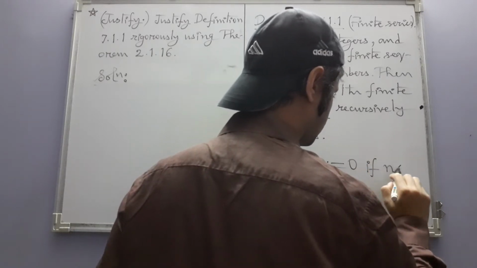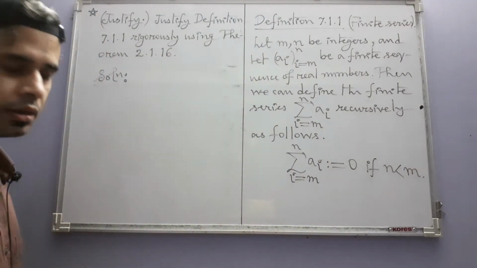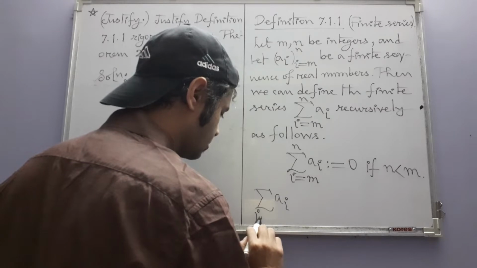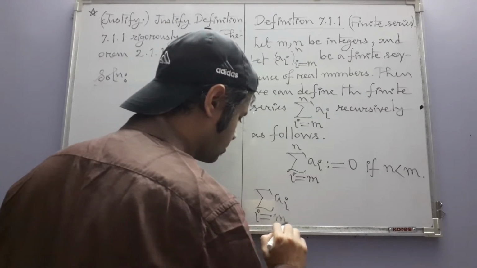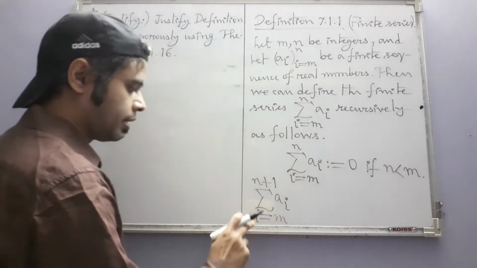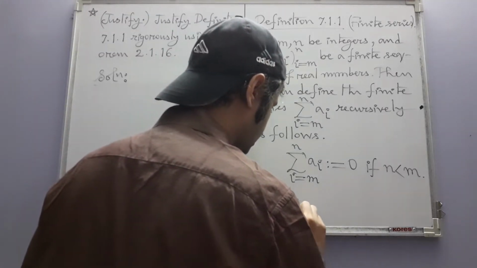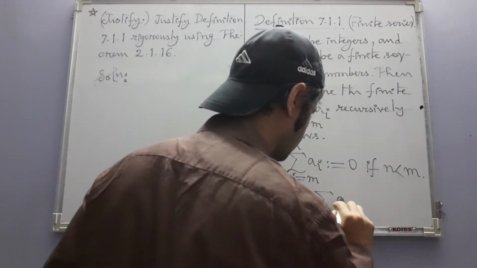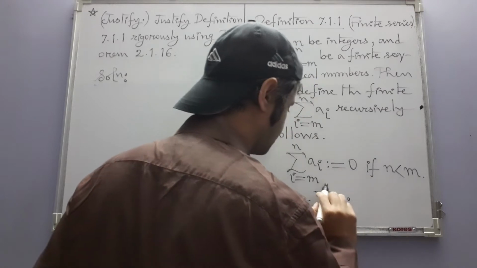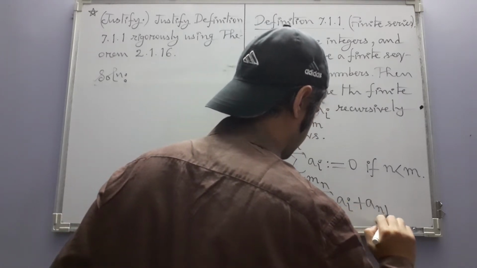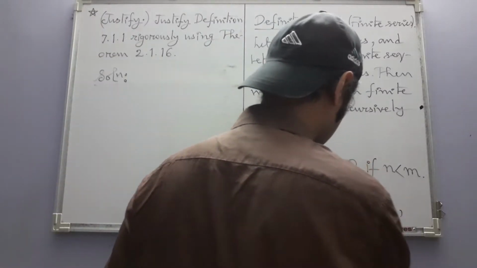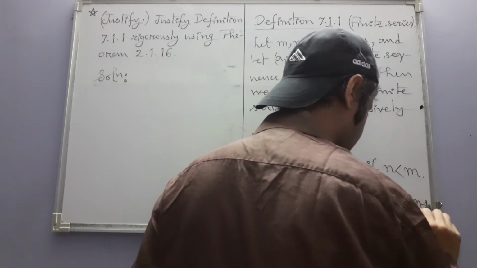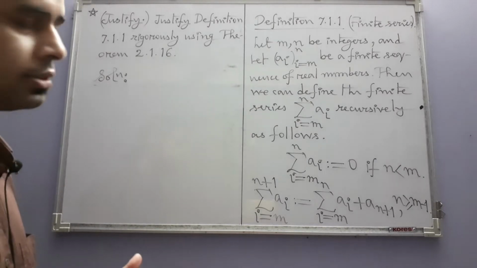if n is strictly less than m, and the other part of this definition is truly the recursive part, which says that the summation of a_i as i varies from m to n plus 1 is recursively defined to be equal to the previous summation, where i varies from m to n, plus a_(n+1), and these recursive relations are true if n is greater than or equal to m minus 1. This was our definition of a finite series in the text.